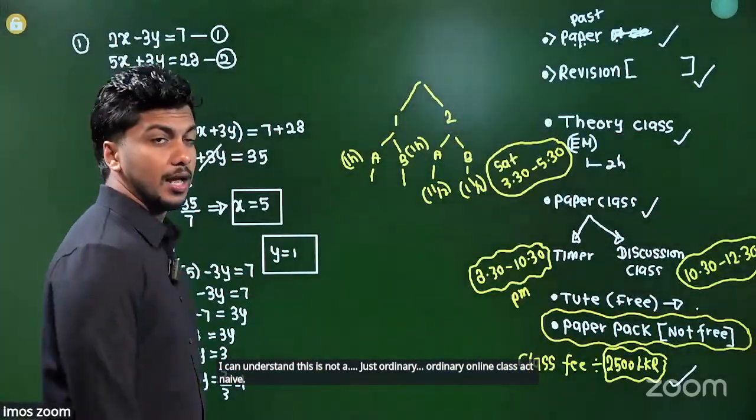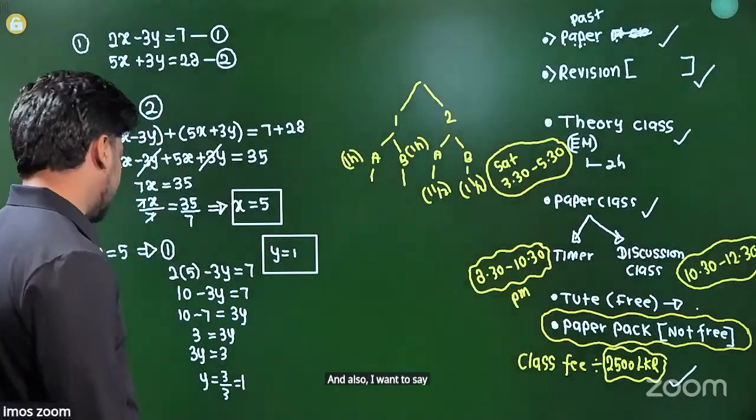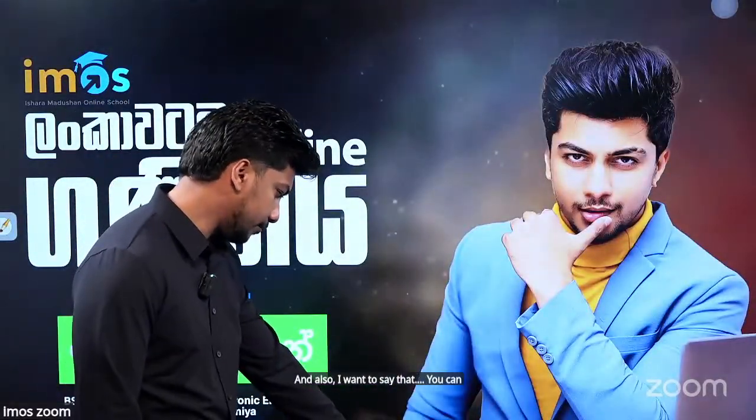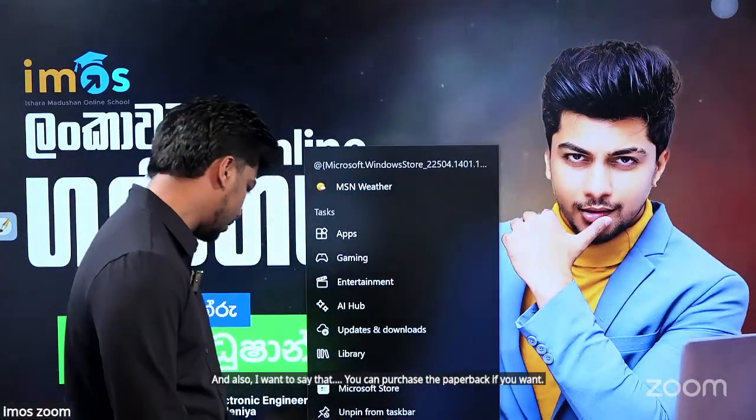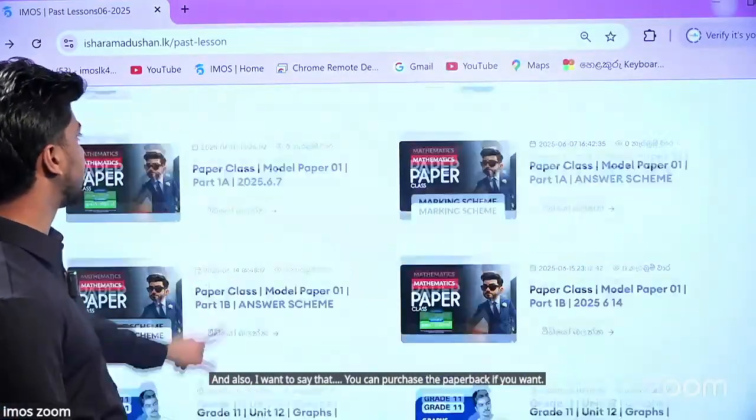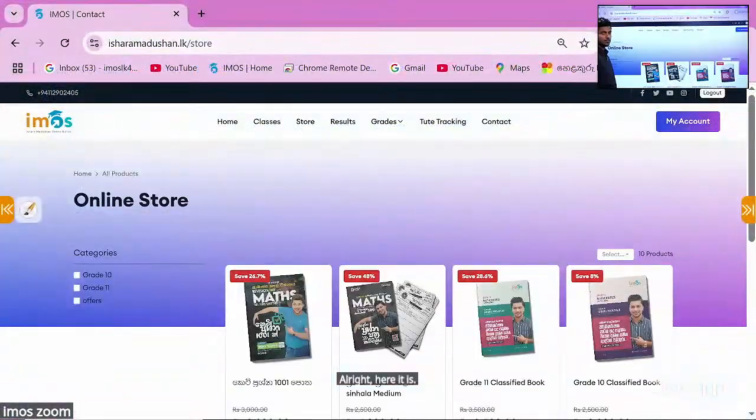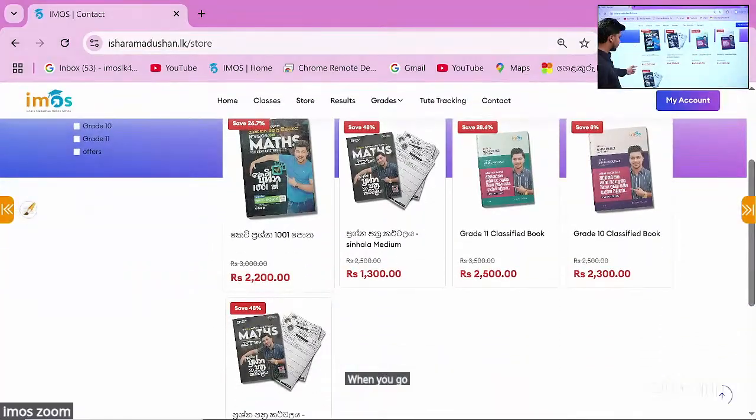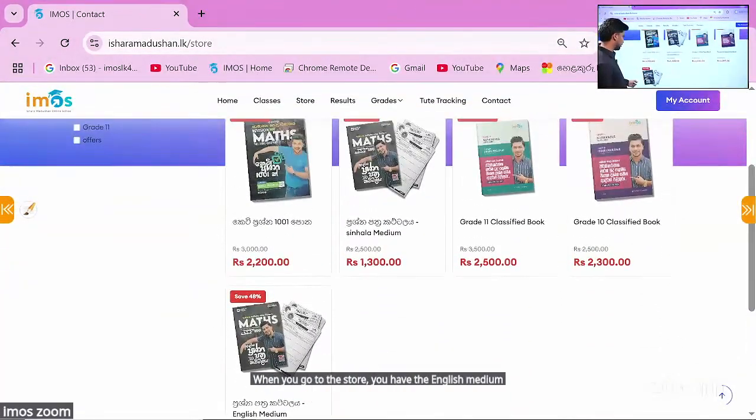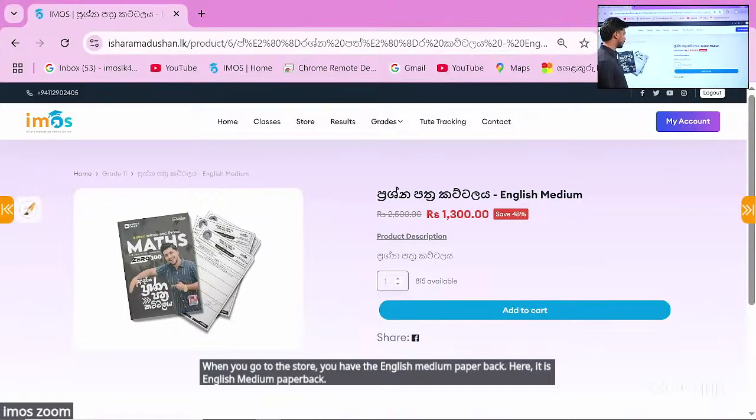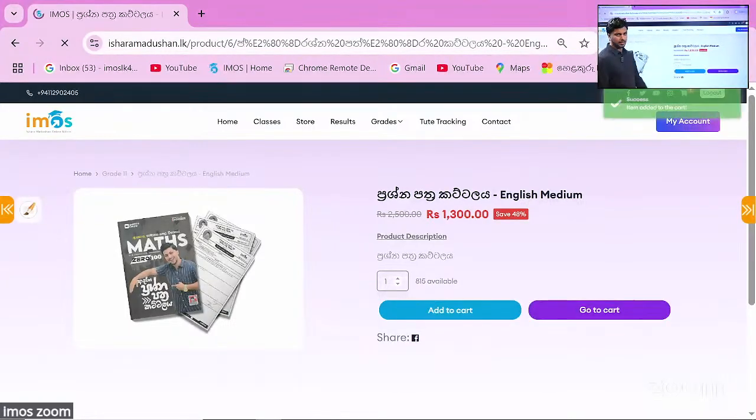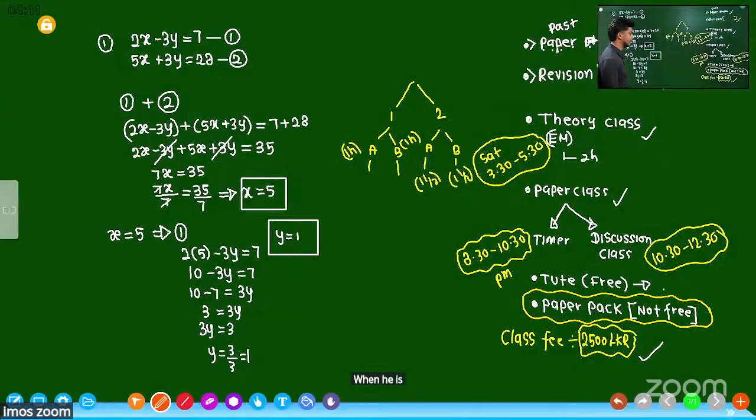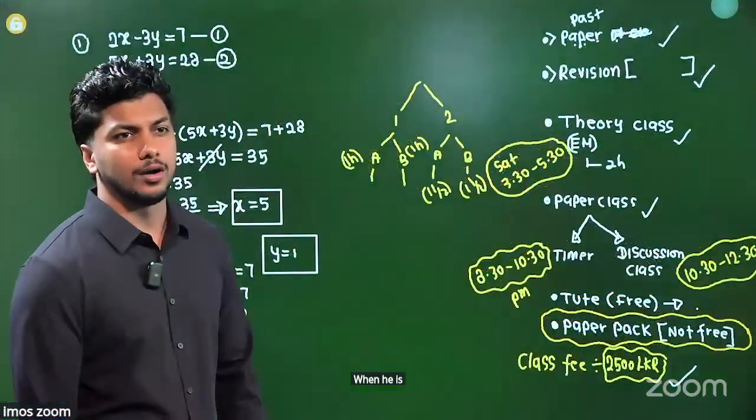And also I want to say that you can purchase the paper pack if you want. Here it is. There is a store. When you go to the store, you have the English medium paper pack. Here it is, English medium paper pack.